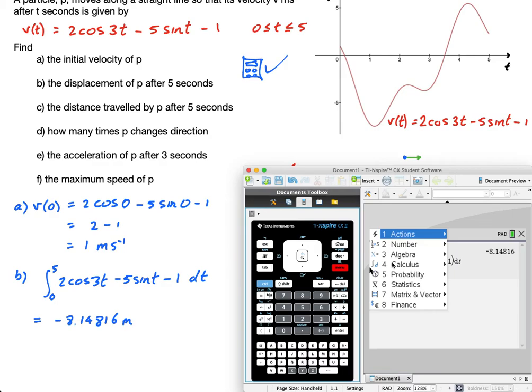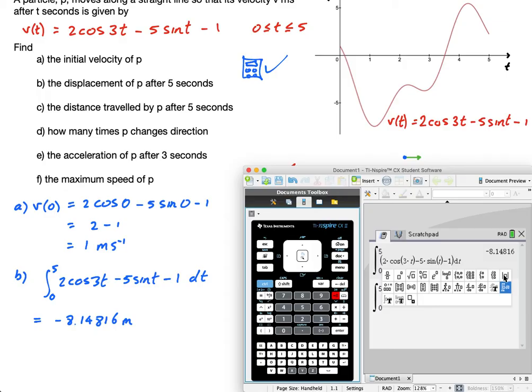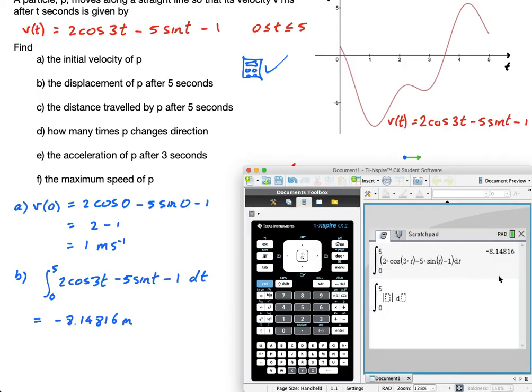So menu, calculus, numerical integral. I need 0 to 5, and here I want to put these modulus signs which are there, and I want to copy, Control C and Control V. I want to copy that in there. Perfect. And that's dt. Press enter. That's what I was expecting.